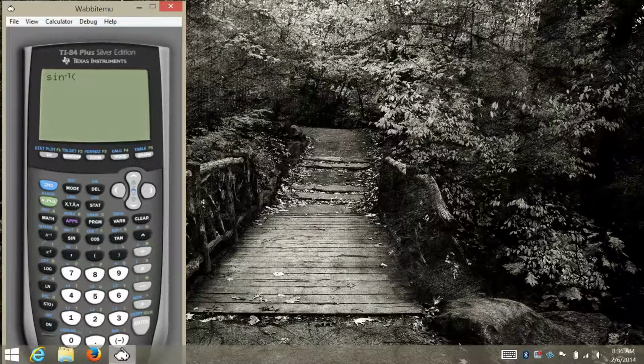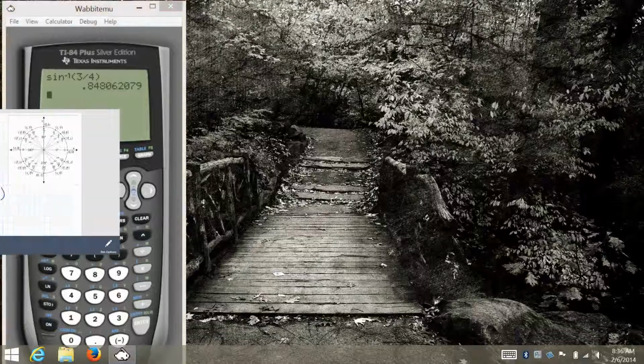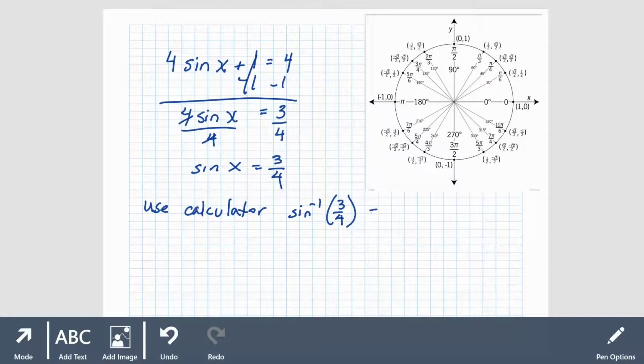So inverse sine of 3/4, and we can do that whole thing and put it in parentheses or use 0.75. And we get 0.8481. We'll just take that to 4 decimals. Okay, so when we find the inverse sine, we know that 0.8481 radians is going to be one of my solutions that will make this particular equation true.